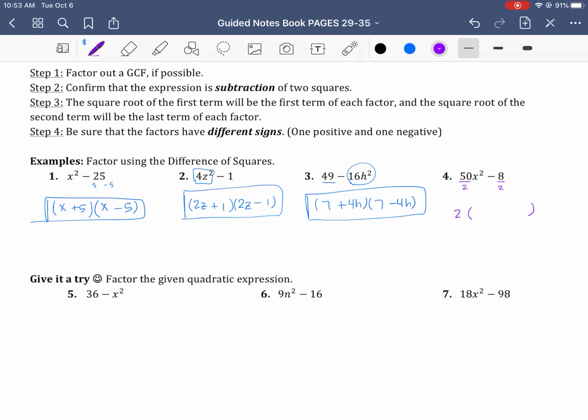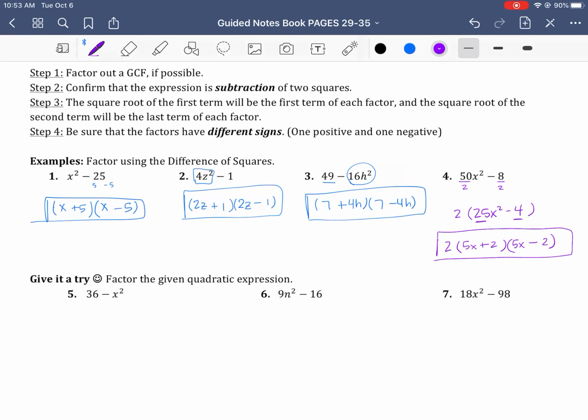Now remember, the 2 doesn't disappear, it's coming out front. 50 divided by 2 is 25x squared. Negative 8 divided by 2 is negative 4. Now notice that 25 and 4, those are perfect square numbers, so we just split those up. So 25x squared, its square root is 5x, and the square root of 4 is 2. We need 1 positive factor and 1 negative factor.